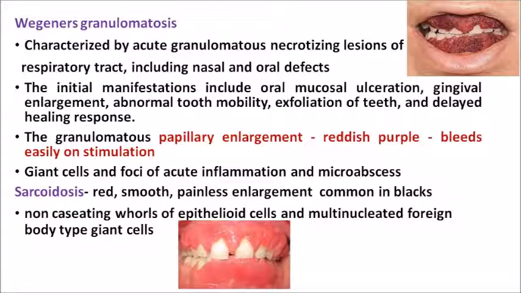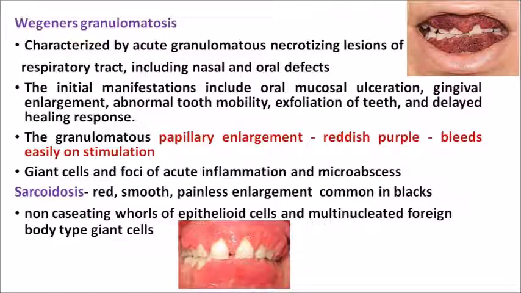Next is Wegener's granulomatosis. It is acute granulomatous necrotizing lesions of the nasal tract. That means it involves the nasal cavity as well as the oral cavity. So, it involves our gingiva also. The initial manifestations may be oral mucosal ulceration, there is gingival enlargement, abnormal tooth mobility, exfoliation of the teeth and delayed healing response. The appearance of gingiva is a papillary enlargement which is reddish purple and bleeds easily on stimulation.